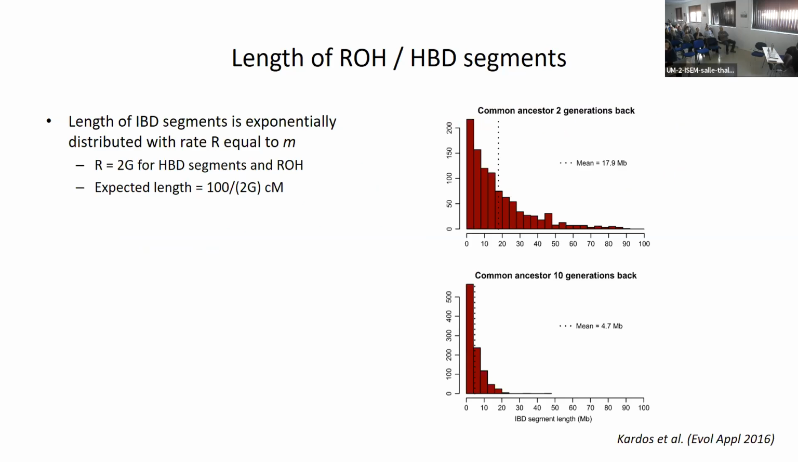And so here I show you an example from a paper from Marty Cardos, where he looks at the distribution of runs of homozygosity in simulations for ancestors 2 generations back or 10 generations back. So what you see is that the average is longer for 2 generations, but you see also a lot of variation around the expectation. So the expected length is here, but you can have much longer or much shorter segments, and the short segments are in fact much more frequent.